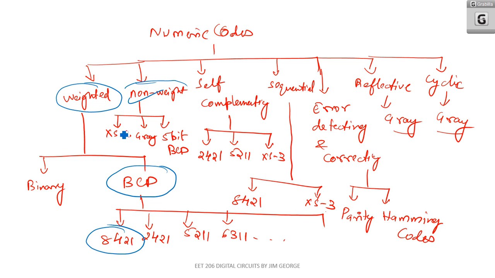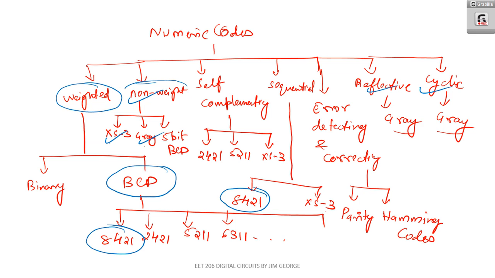In non-weighted code, we'll be dealing with XS3 code and gray code. Once you are confident with XS3 code and gray code, then you will be able to know what is a reflective code, what is a cyclic code, and also what is a sequential code. See here, 8421 code is also an example of sequential code.